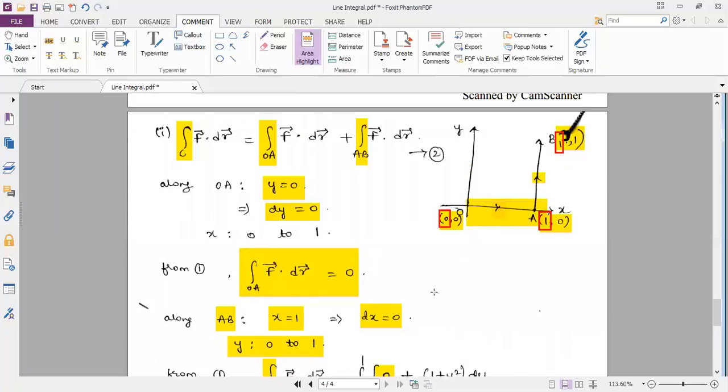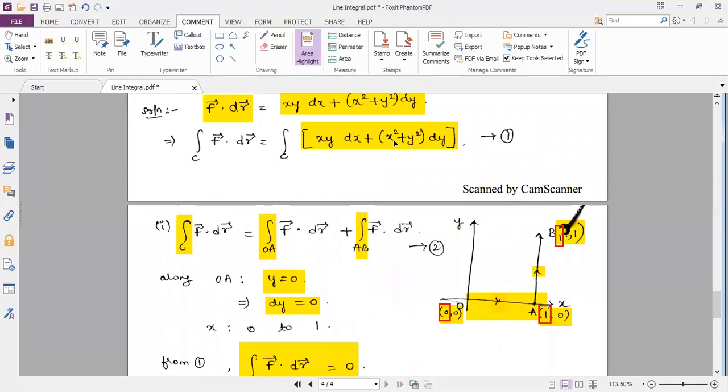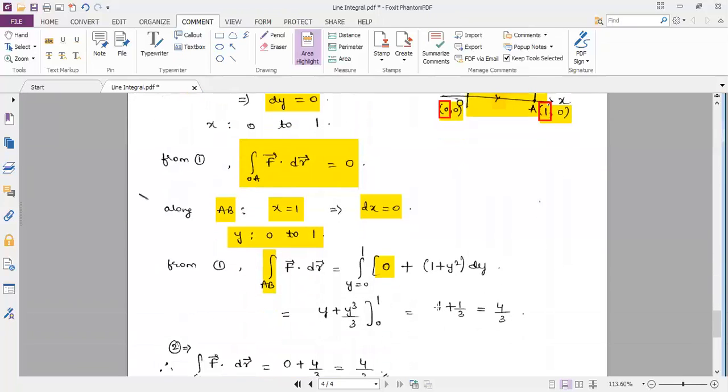Plus, x is equal to 1 is substituted. So x square is 1, plus y square into dy. So we get 1 plus y square into dy. Need to integrate this between the limits 0 to 1. So integration of 1 is y with respect to y, plus integration of y square is y cube divided by 3. Between the limits 0 to 1, when we evaluate, we get the answer as 4 by 3. So the integral over AB of f dot dr is equal to 4 by 3.